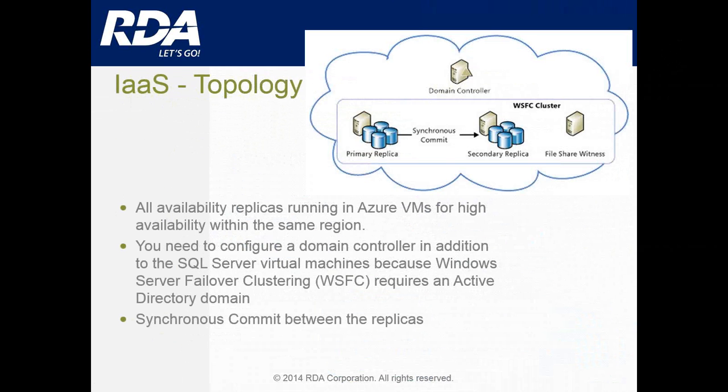So if one looks at what are some of the IaaS topologies that are possible, what you could have is one situation where you have a Windows Server failover cluster that you've set up, and basically you have all the replicas running in Azure VMs for high availability, but all of them could be within the same region. So you need to configure a domain controller in addition to the SQL Server virtual machines, because setting up Windows Server failover clustering requires Active Directory. And because they're all in the same region, you could set up a synchronous commit between the replicas.